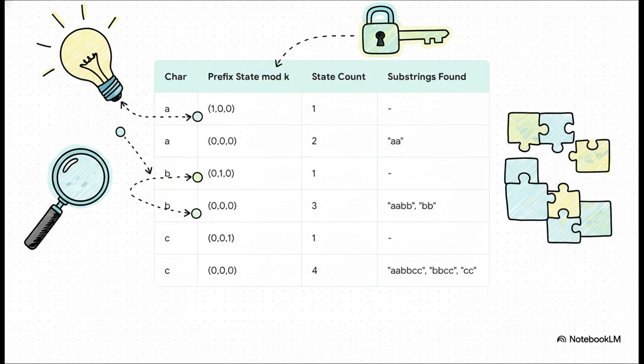Every single time we return to a state we've seen before, it means the characters between those 2 points must have balanced out to perfect multiples of k. Look at that last row. When we hit the final C, our state becomes 0, 0, 0 for the 4th time. This matches the 3 previous times we saw it, and that instantly reveals 3 valid substrings, AABBCC, BBCC, and CC. It uses its memory of the entire history to crack the case wide open.